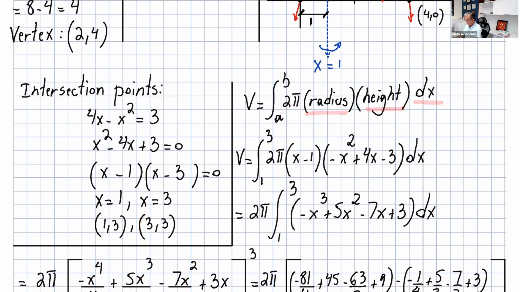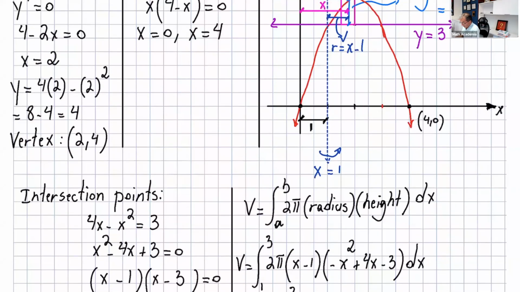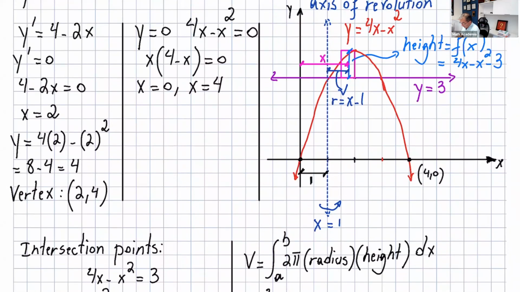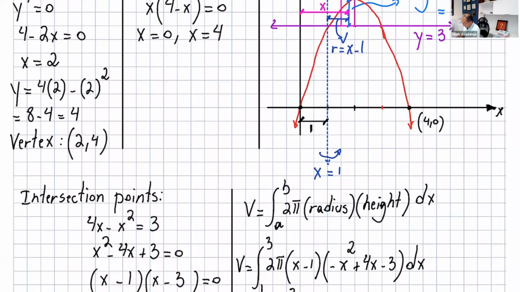and times dx, because again, we are revolving it at x equals 1, which is parallel to the y-axis. If the axis of revolution is parallel to the y-axis, then you put dx here. If the axis of revolution is parallel to the x-axis, then this is going to change to dy. And again, the limits change. But let's go over this.